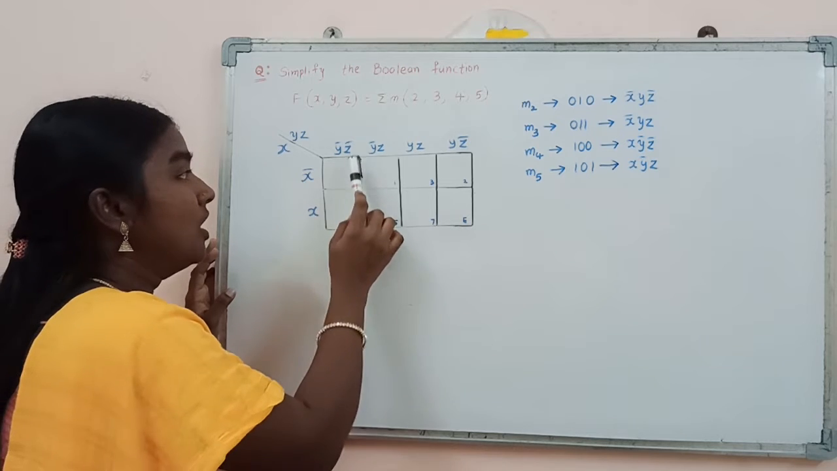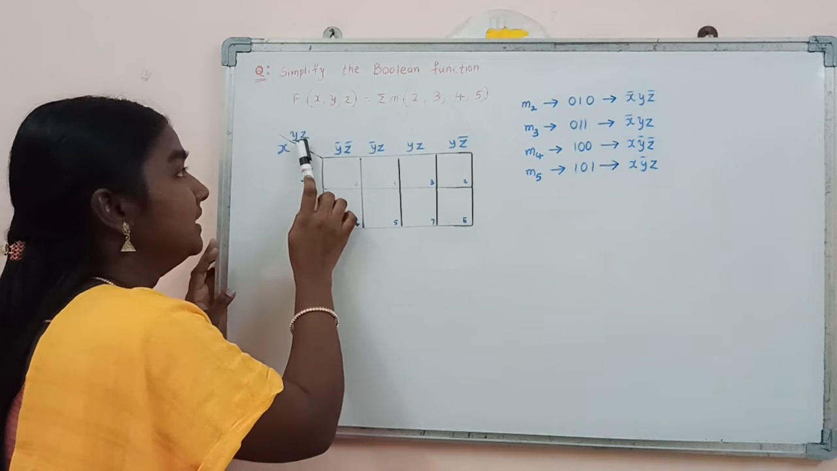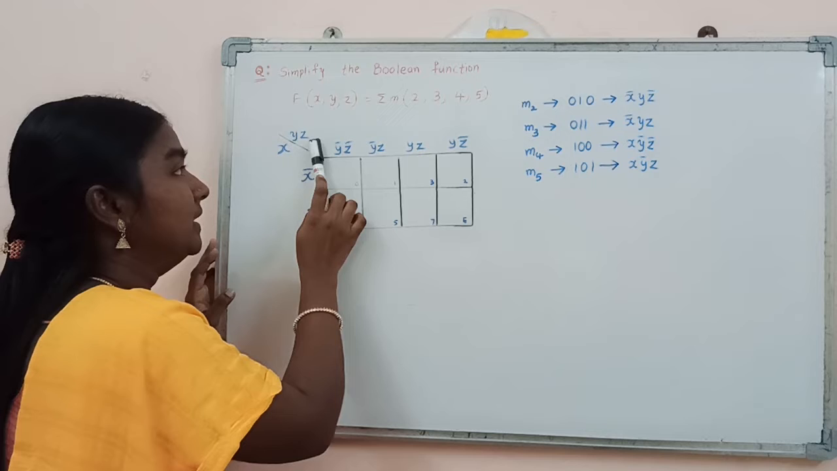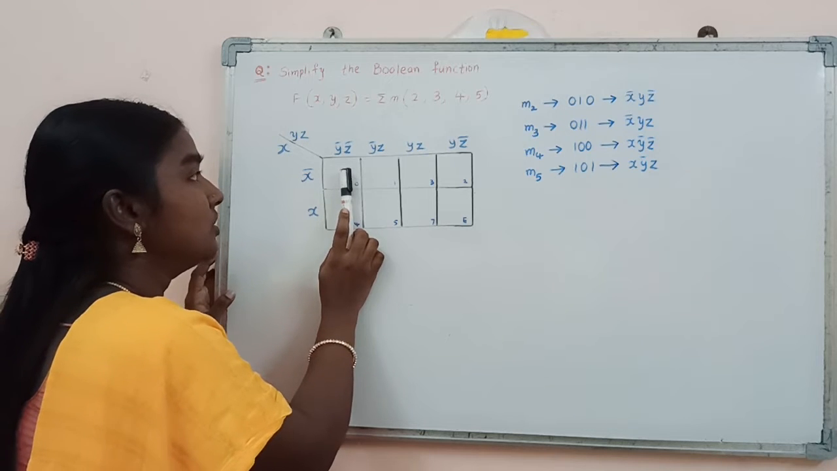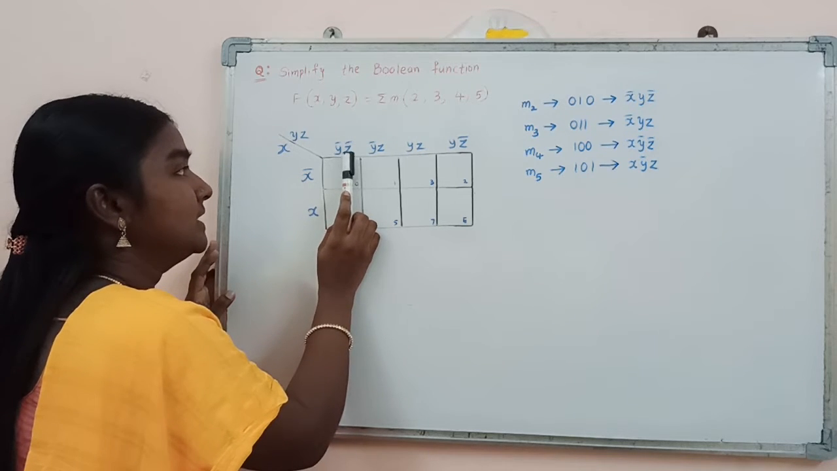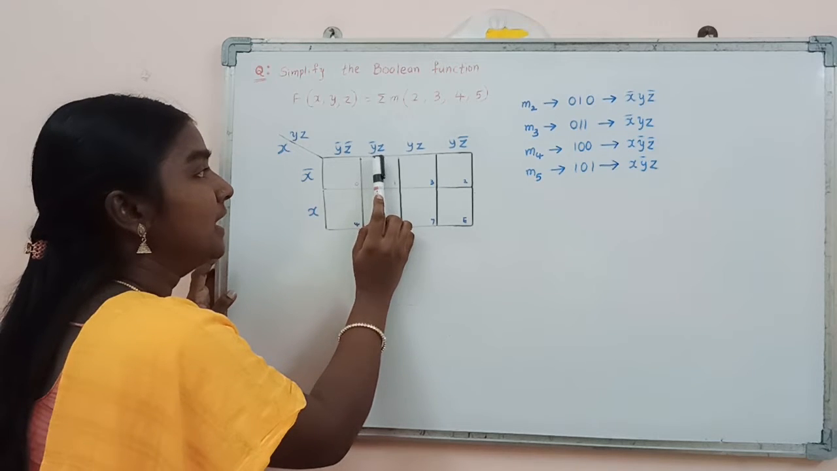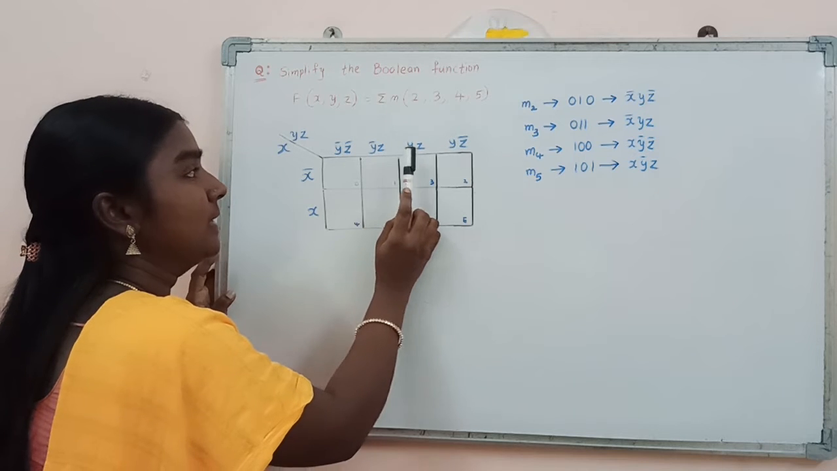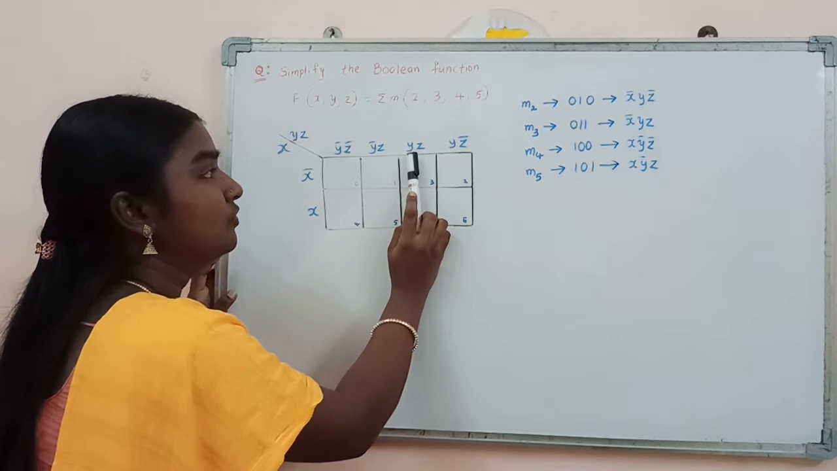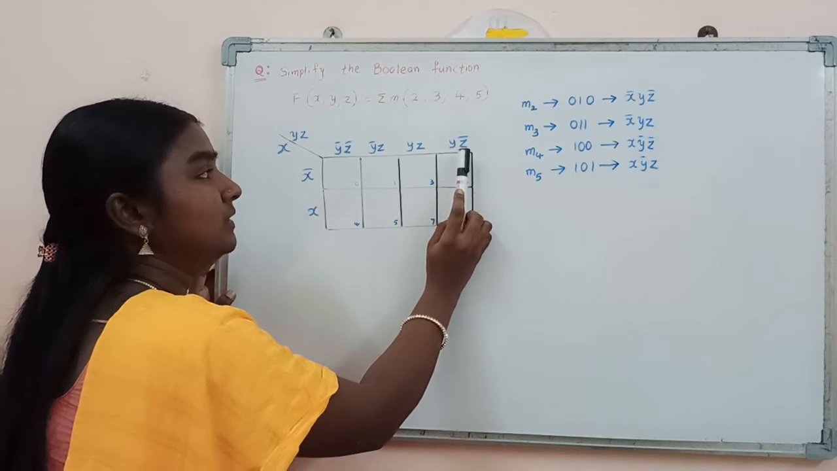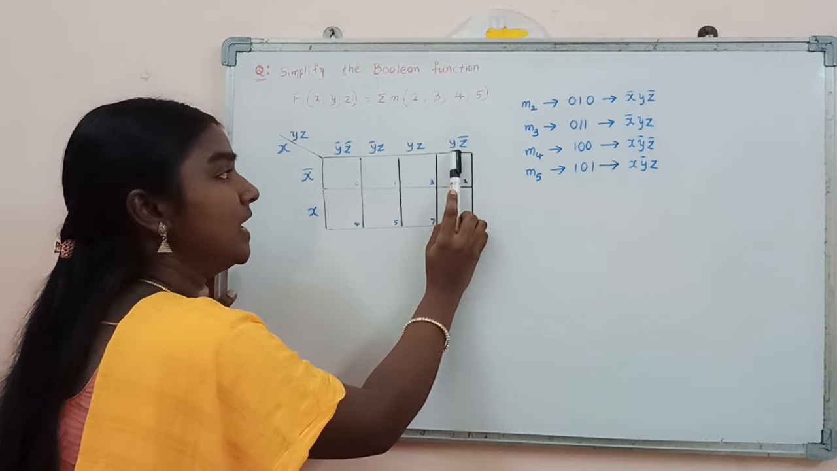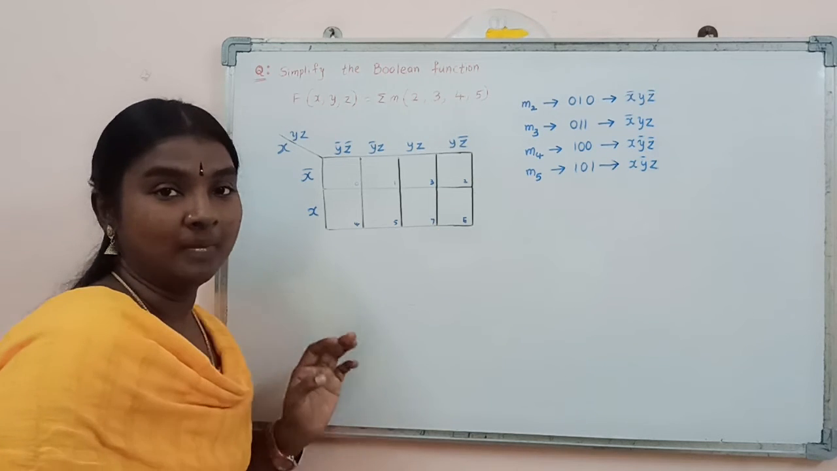And coming to the column side, we are considering the y z variables. For the first column, y bar and z bar are common. For the second column, y bar and z are common. For the third column, y and z are common. For the fourth column, y and z bar will be common.